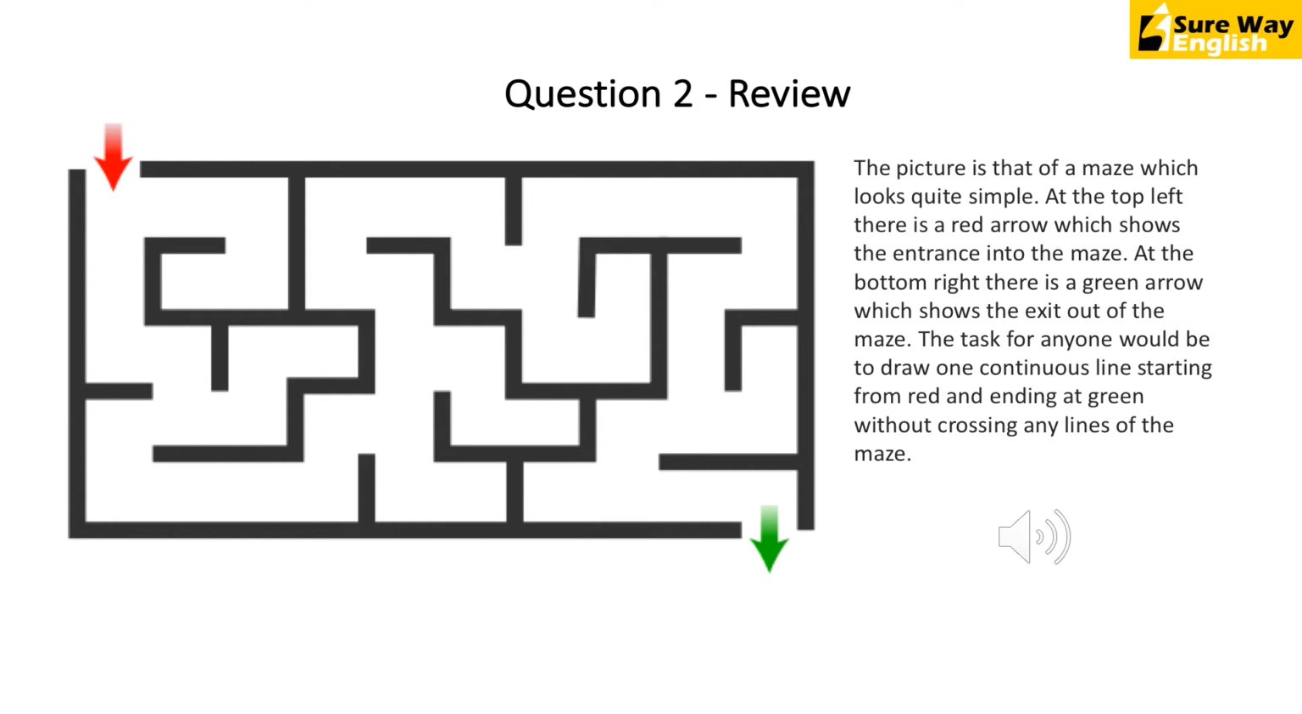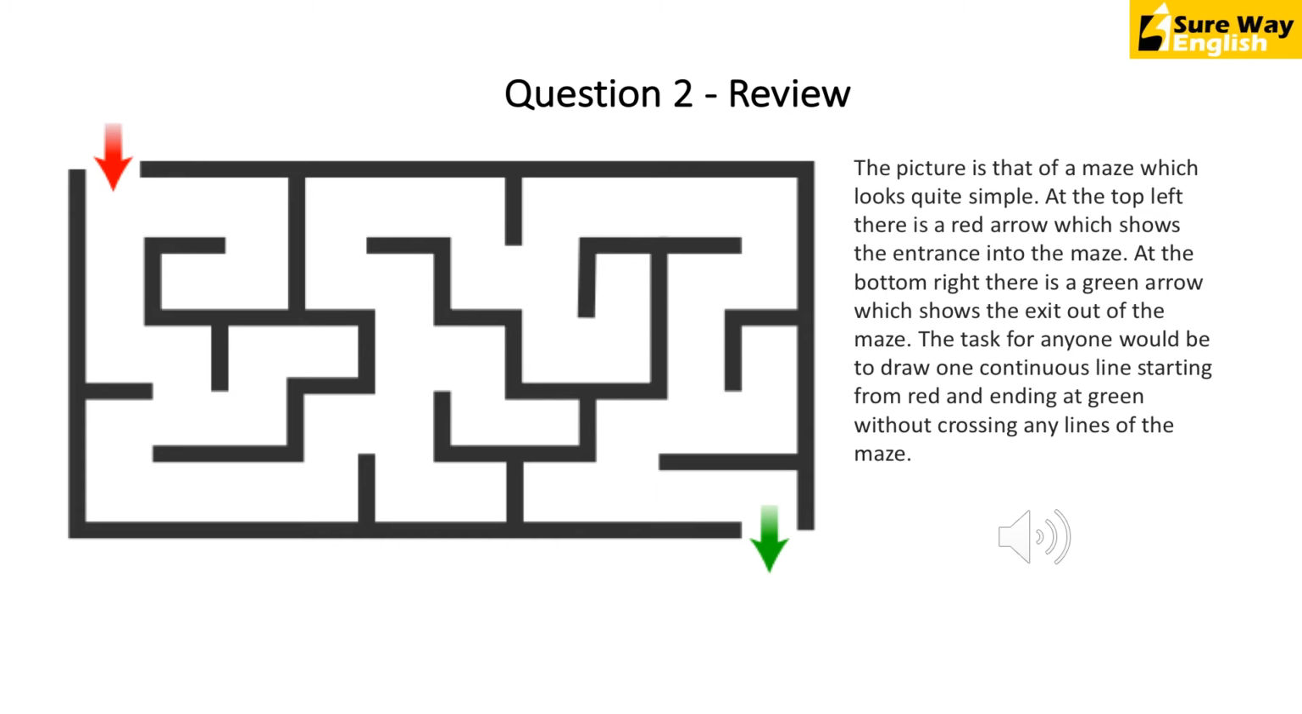The picture is that of a maze which looks quite simple. At the top left, there is a red arrow which shows the entrance into the maze. At the bottom right, there is a green arrow which shows the exit out of the maze. The task for anyone would be to draw one continuous line starting from red and ending at green without crossing any lines of the maze.